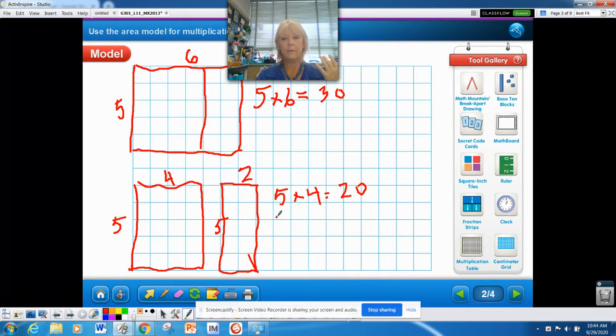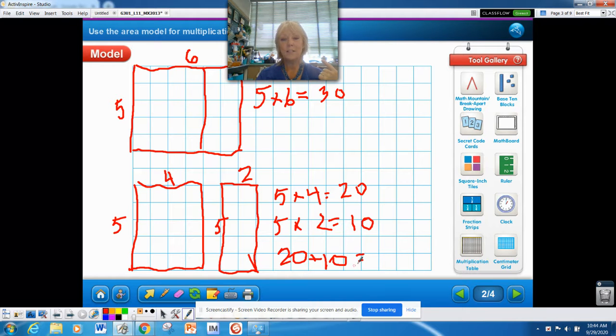And then we have 5 times 2. We count by 5s 2 times: 5, 10. Okay? Now we take this number and this number and add them together. So 20 plus 10. What is 20 plus 10? Again, we have our count-bys: 10, 20, and one more is 30. All right, so that is a simple way to do that.